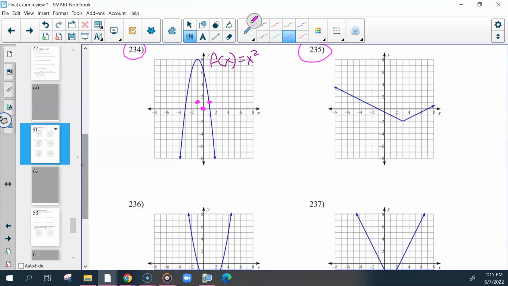And then go out to the right 2 and up 4, and out to the left 2 and up 4. That would be your original parent function. So if we're comparing this parent function to what's drawn, we can see it was flipped. If we're comparing the vertex, this vertex has been moved to the left 1 and up 8.